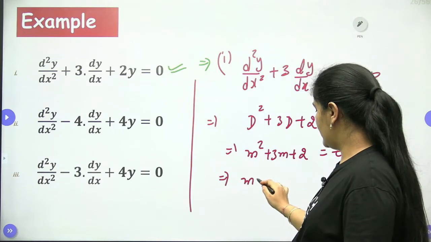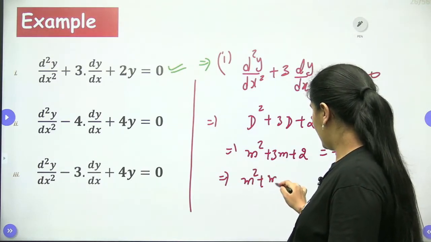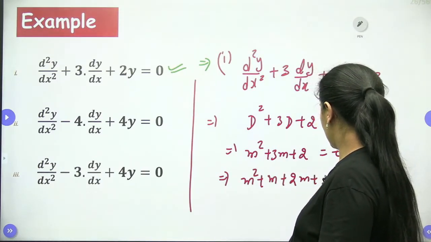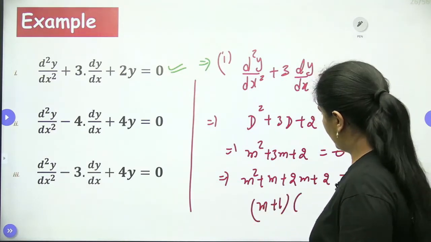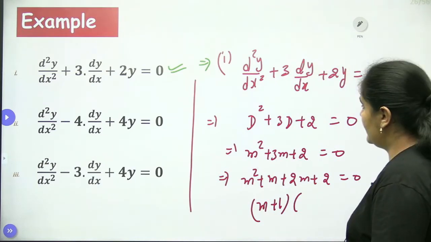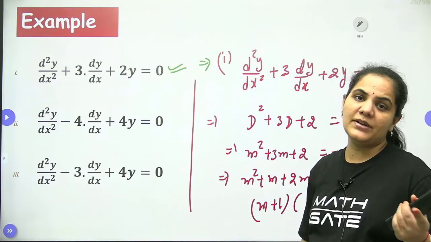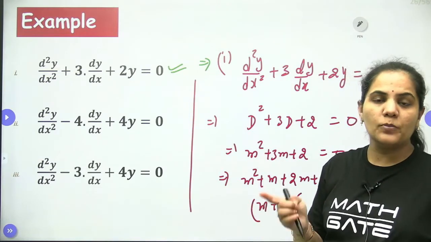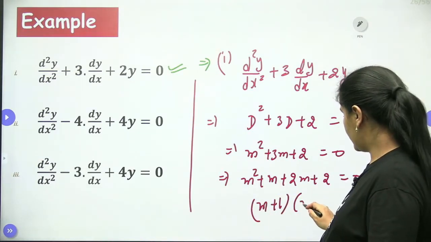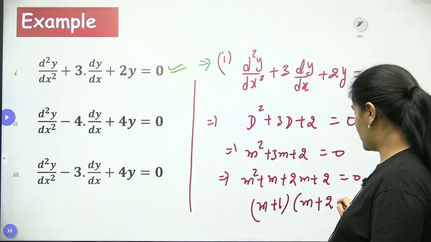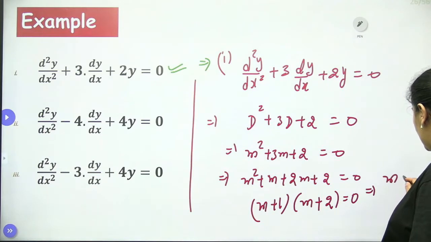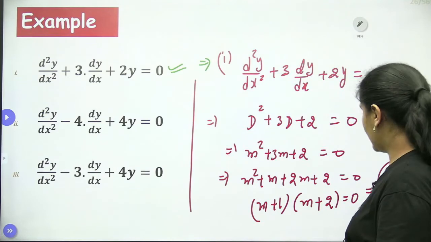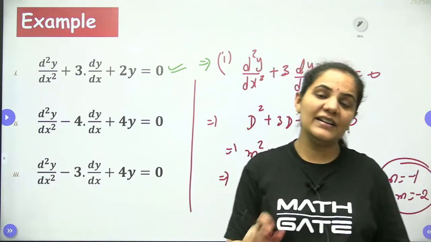When we have to find the solutions, we can write m squared plus m plus 2m plus 2 is equal to 0. It will be m plus 1. Okay, we have to find those two numbers whose multiplication will be 2 and addition will be 3. So it will be 2 plus 1, which is 3. So m plus 1 and m plus 2 is equal to 0. Hence the roots will be m equals minus 1 and m equals minus 2. So we can conclude the roots are real and different.